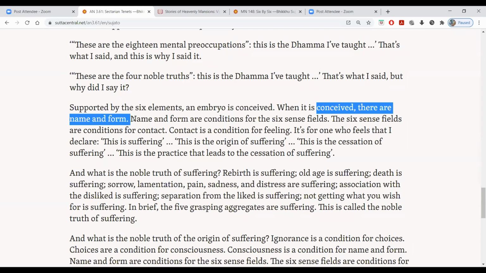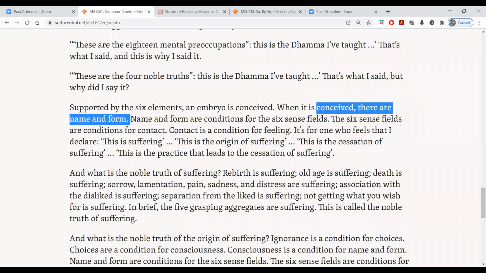Form means the physical element of the body of the baby, okay? Earth element, water element, fire element, air element, those 4 things start growing with the help of the food that the mother is taking. The name, nama, means one word for 5 things. What are those 5 things? Vedana, Sanya, Chetana, Phassa, Manasikara. Buddha uses one name for these 5 things. Name or nama means feeling, perception, thoughts or volition, contact, and attention. Those 5 things are called nama.